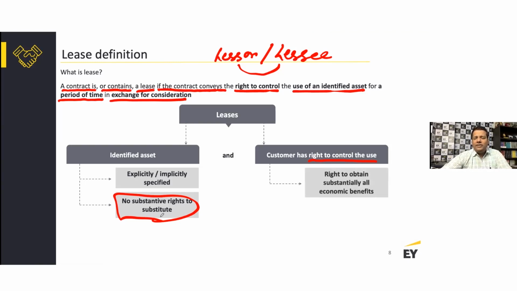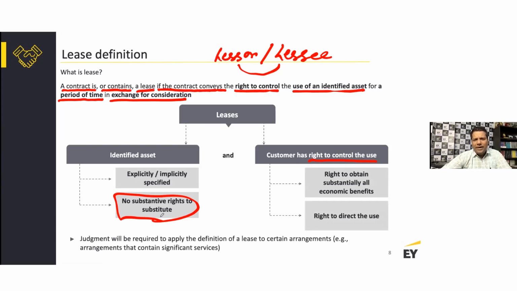Right to obtain. If it is in my control and I have the ability to direct the use, then I should also be entitled to all the benefits. So I have the right to direct the use, and I also have the right to obtain all economic benefits. So often it's a matter of judgment.